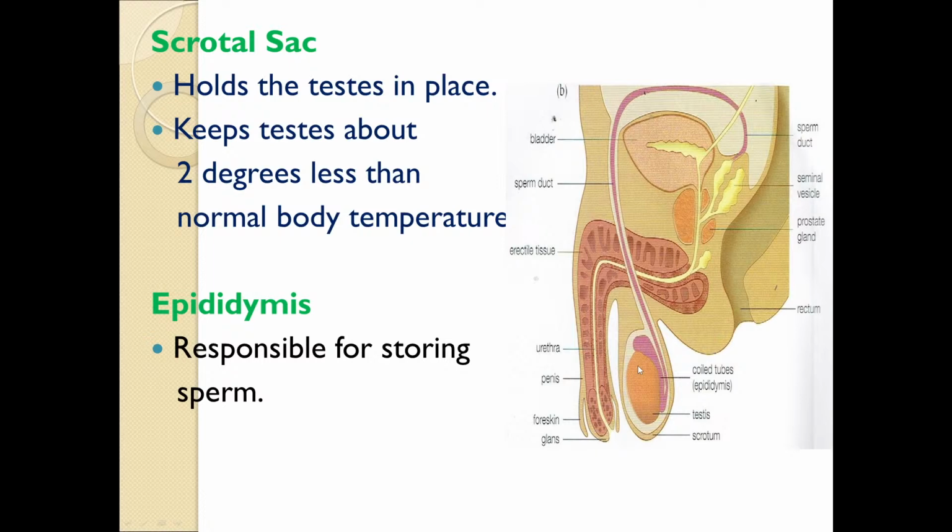Now in terms of its functionality, very important. They are saying that this section normally keeps the testes about 2 degrees less than normal body temperature. So generally the temperature for the testes is approximately 2 degrees lower than your entire body temperature. Let's say for example your body temperature is 38 degrees Celsius, then the temperature for the testes will be 36 degrees Celsius thereabout. So it's normally lower.